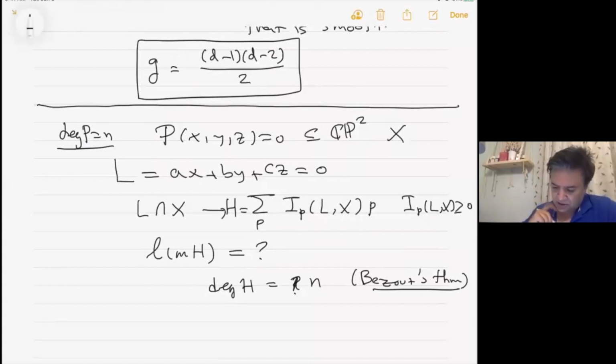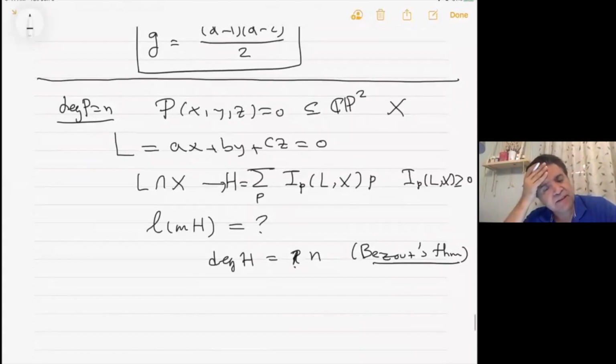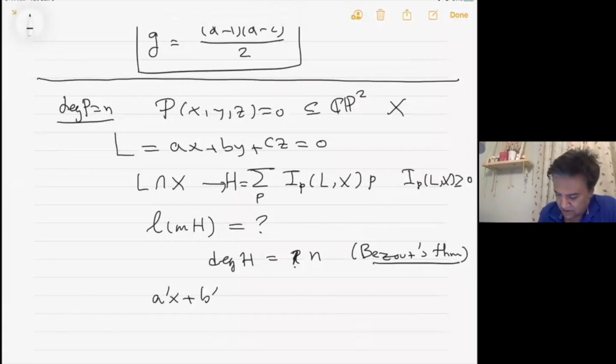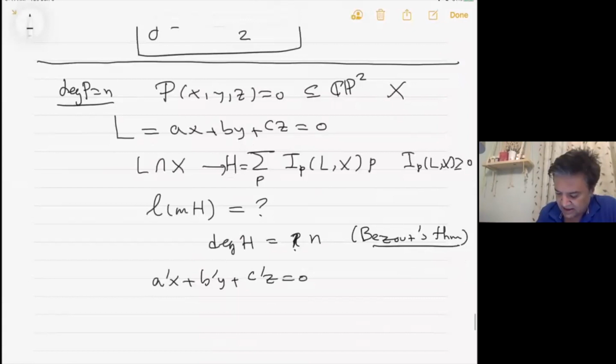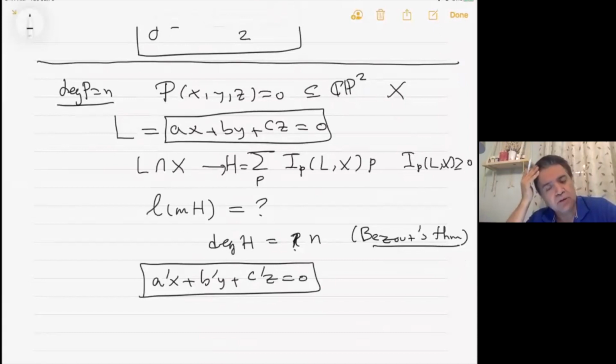Another thing that I want to tell you is that it doesn't really matter which line you pick. Any line that you pick is going to give you the same divisor class. So if I give you another line, a'x + b'y + c'z = 0, the divisor that is defined using this line and the divisor defined using this first line are going to be equivalent to each other. And why?